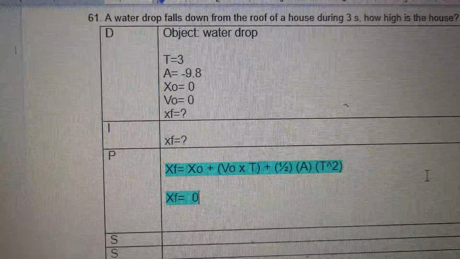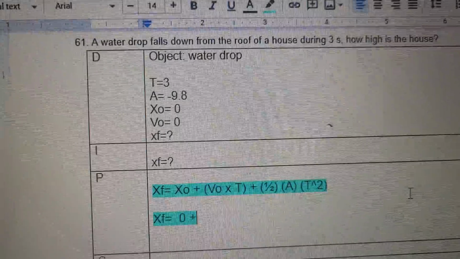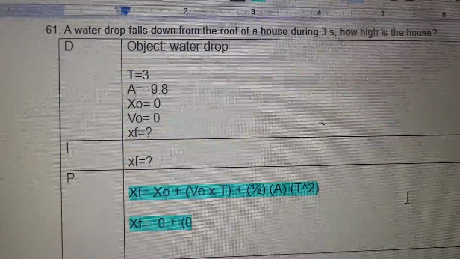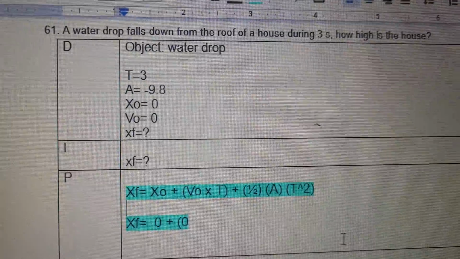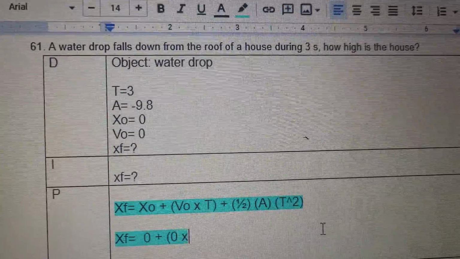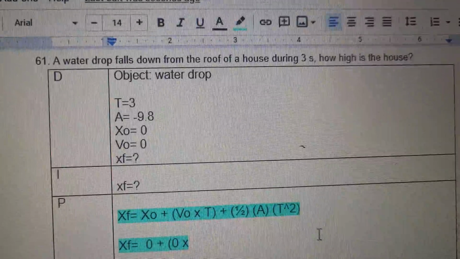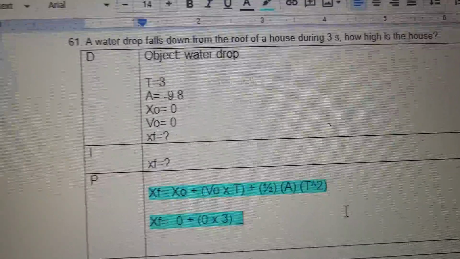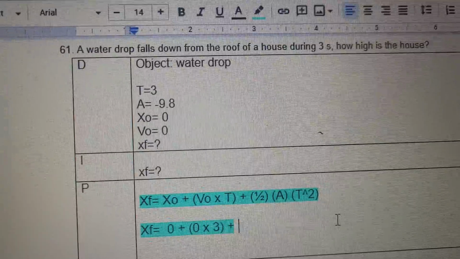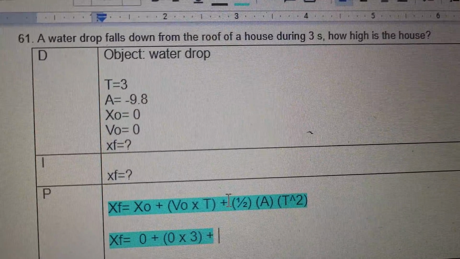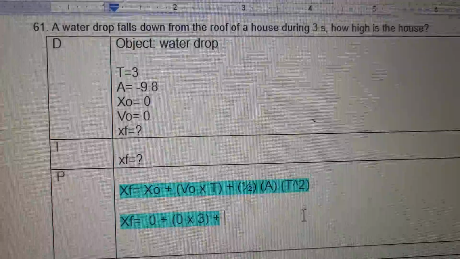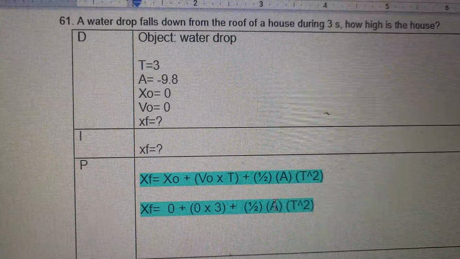We know VO is 0. XO is 0. V is going to be 0 times T, where T is 3, plus... I'm going to just copy and paste it to make my life easier, and you could do the same if you need to. I'm just going to copy and paste it as this is step 0 for us.